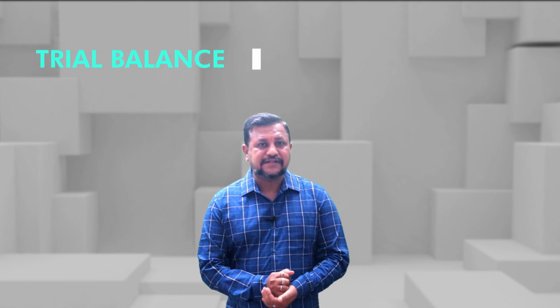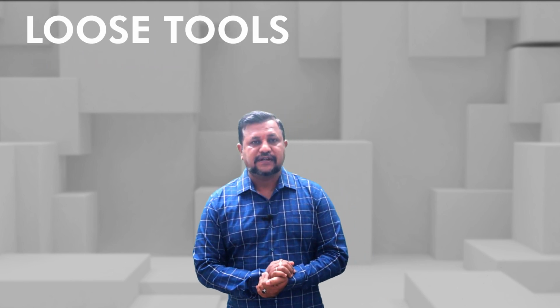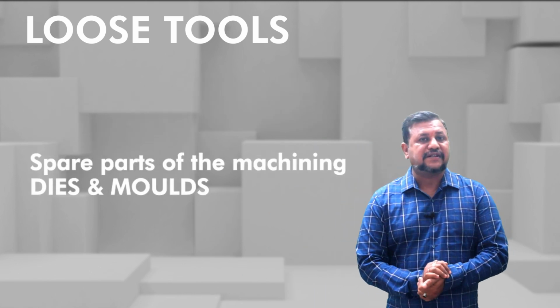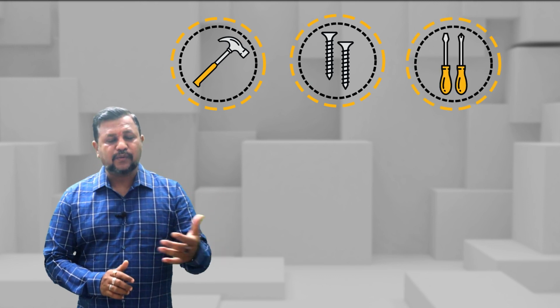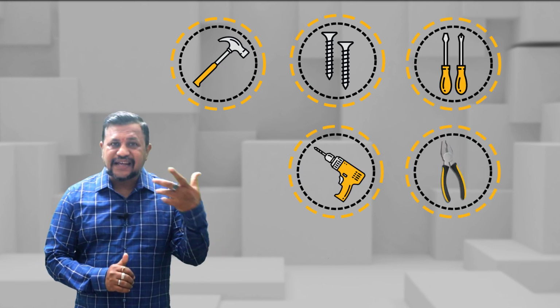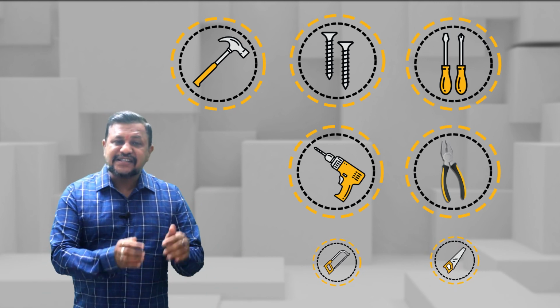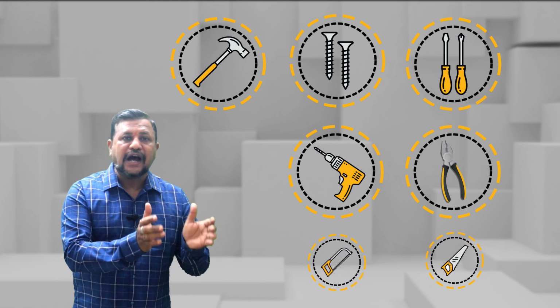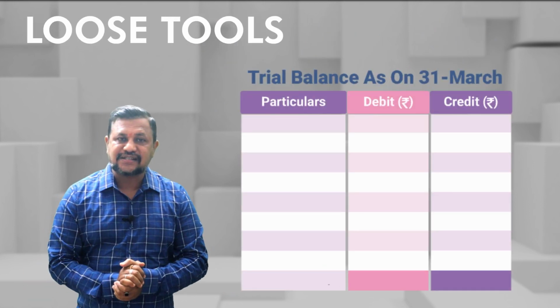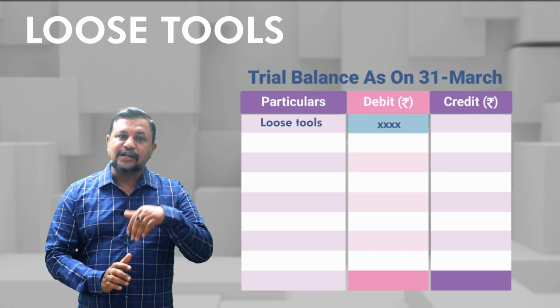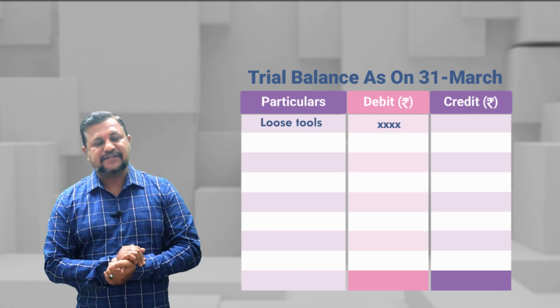Well, now we'll discuss a few important items in trial balance. The first is loose tools. Loose tools are spare parts, dies and molds of a machinery. If we make it simple, they are hammers, nails, screwdrivers, drill machine, pliers, etc. These small assets of the business are put under a common head which is known as loose tools. They are assets for the business and they are shown on debit side of trial balance.